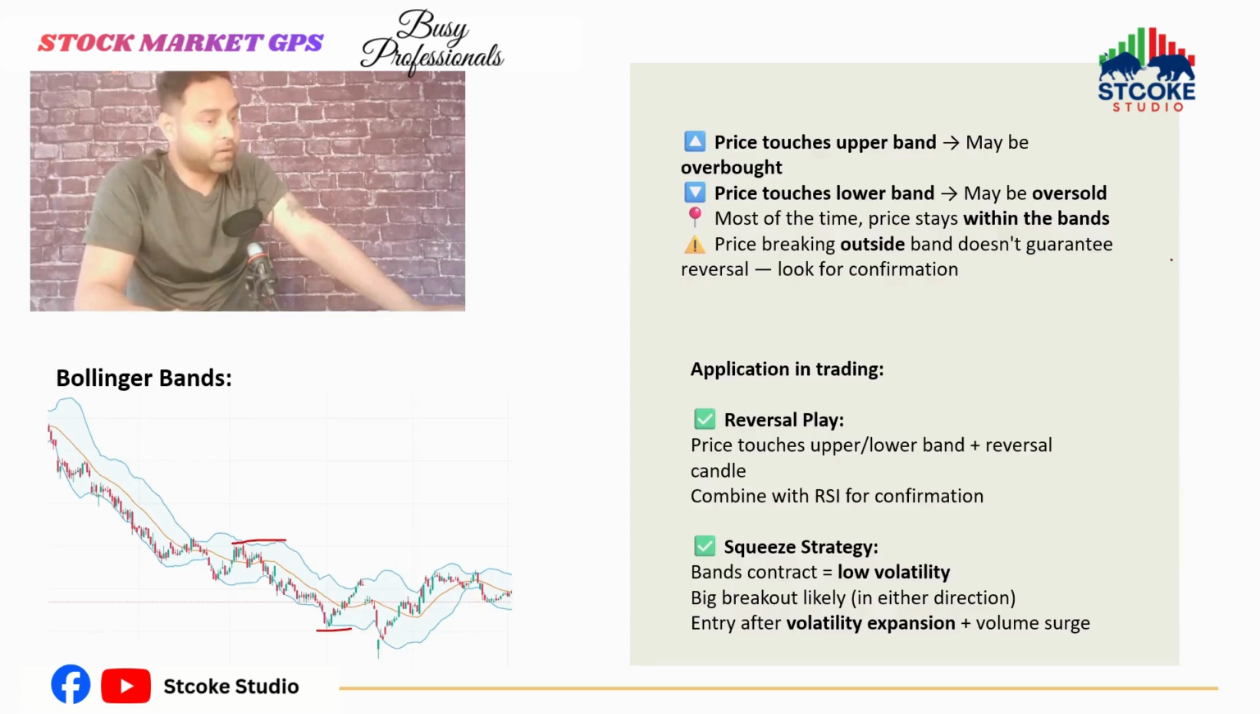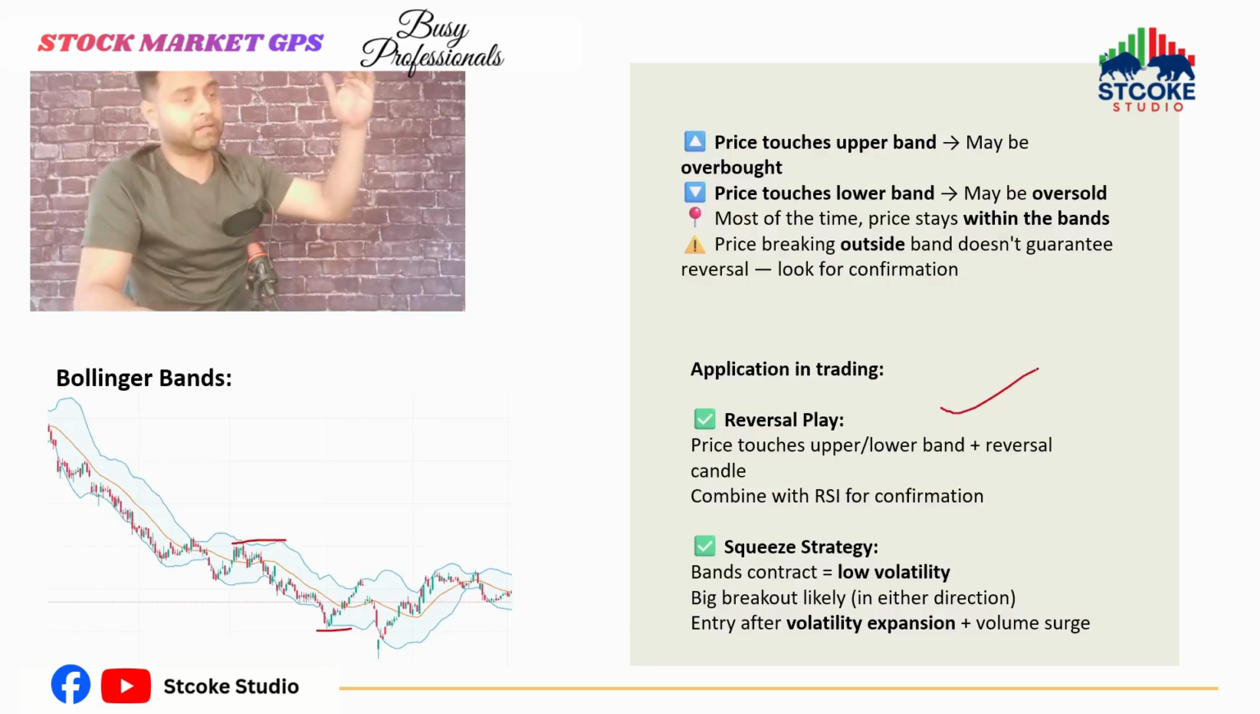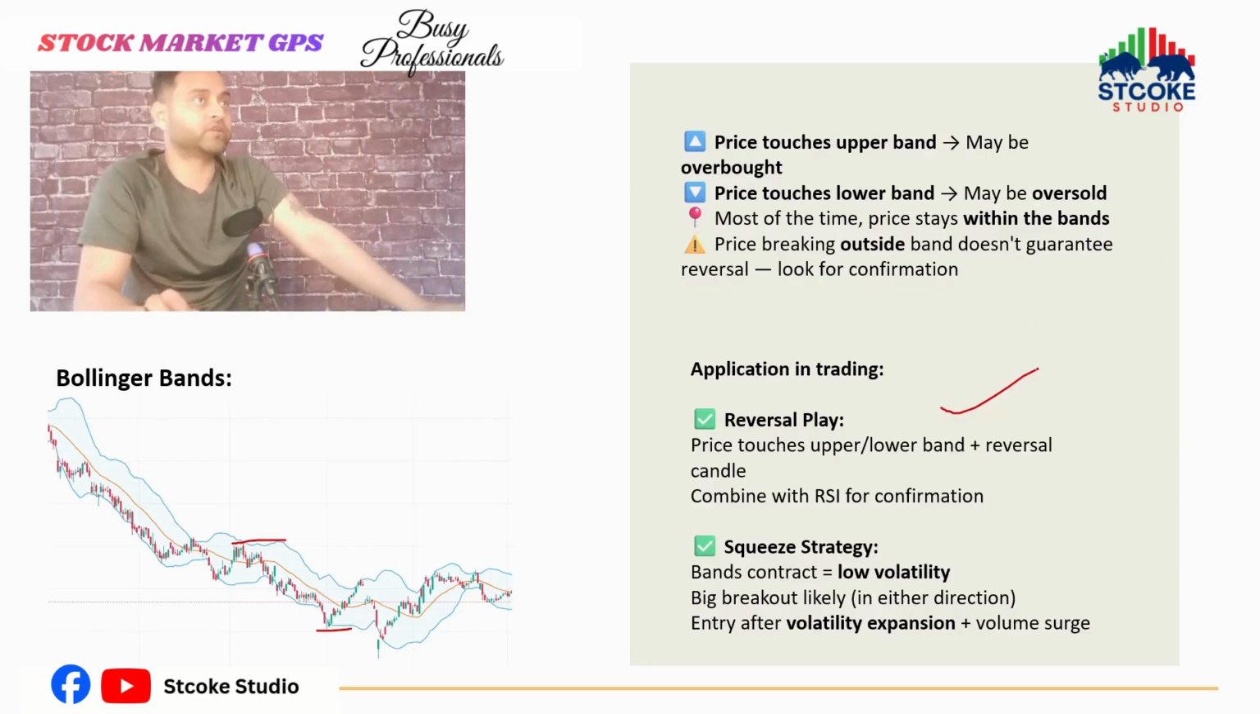Now, another thing. So we talked about reversal. This point we covered: if price is touching the upper band, there can be a possibility that price will come down towards the lower band and you can take a short trade. When price is at the lower band, there can be a probability that price will move upwards and you can take a long trade. However, there is another concept that you must learn.